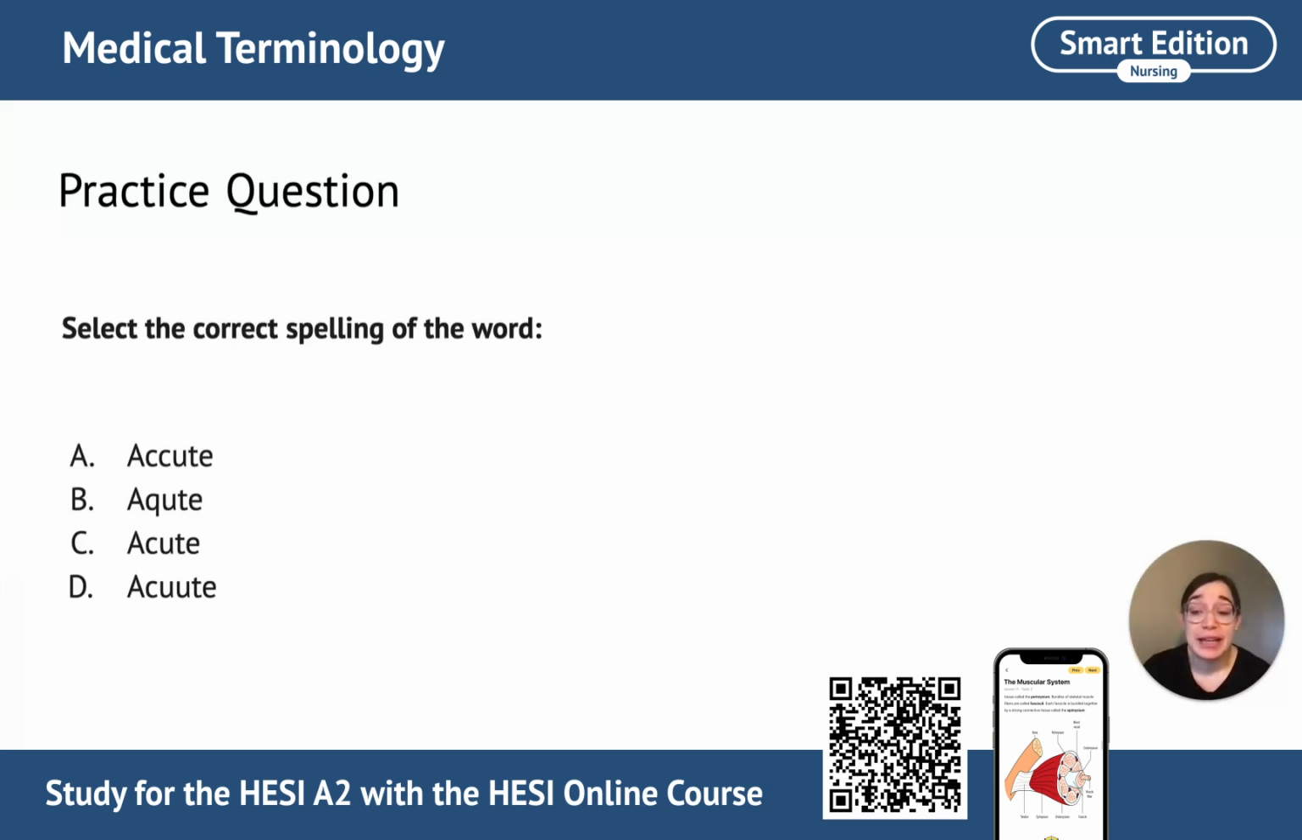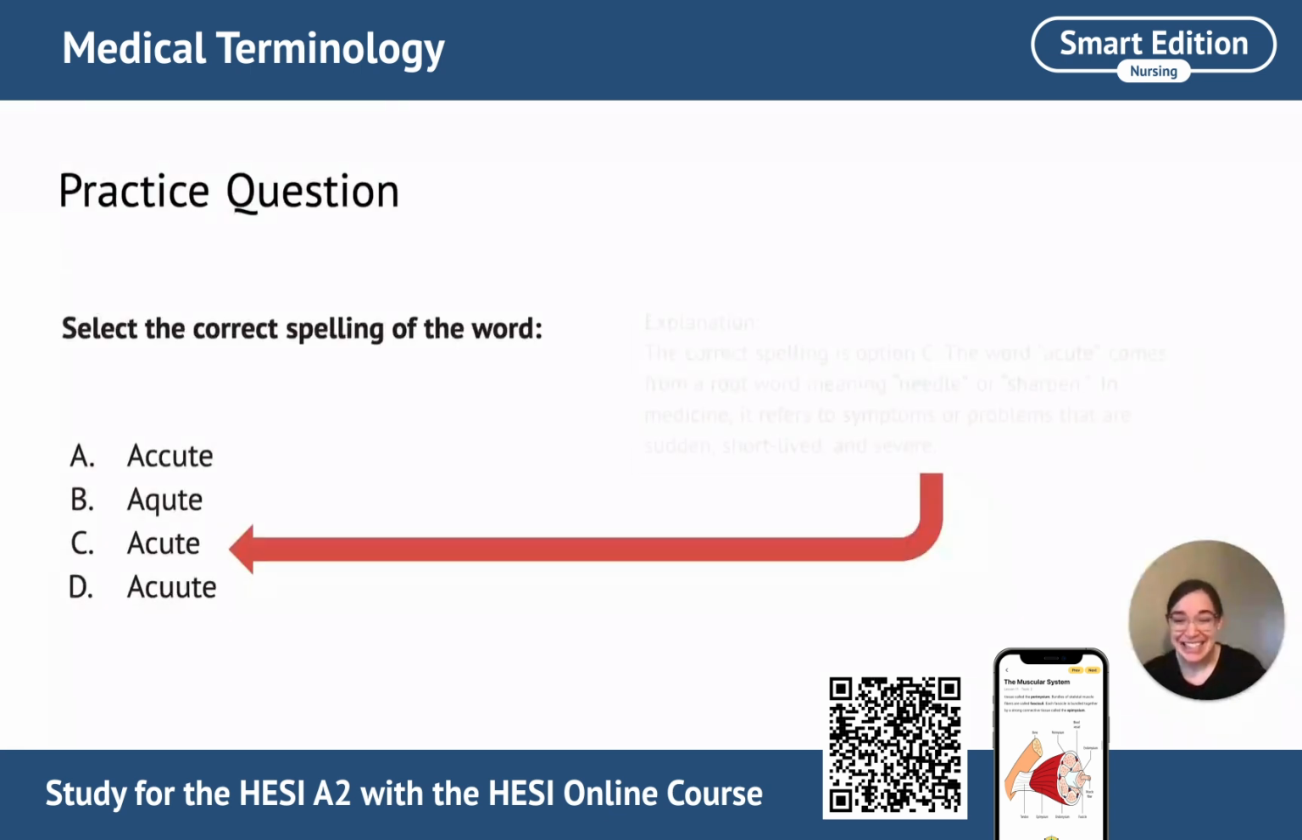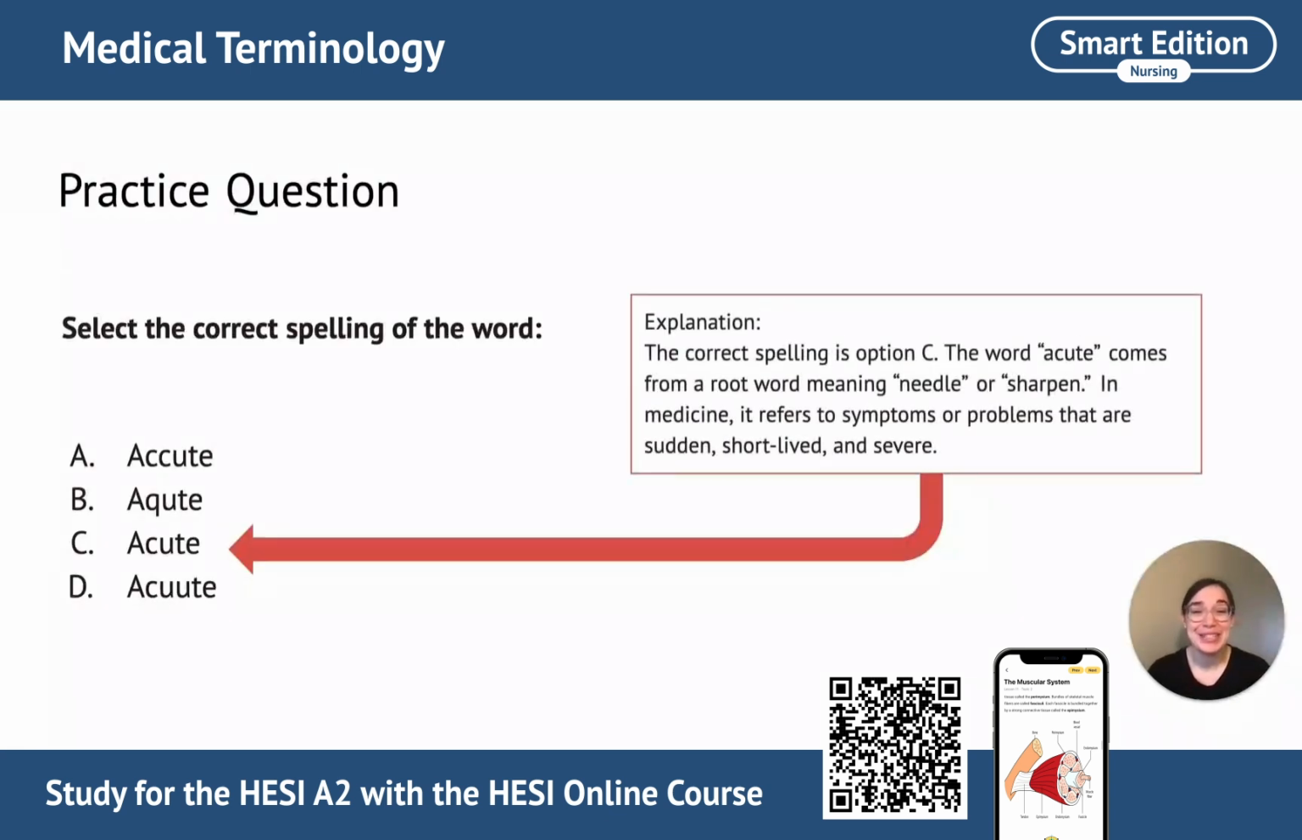Select the correct spelling of the word acute. Is it A, acute? Is it B, acute? Is it C, acute? Or is it D, acute? The correct answer is option C. C is the correct spelling of the word acute.